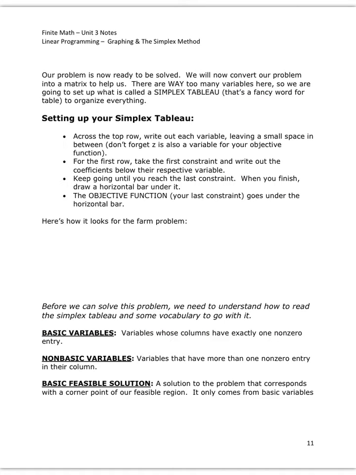Okay, so now our problem is finally ready to be solved, and what we're going to do is convert this into a matrix. There's way too many variables here, so we're going to set up what is called a Simplex Tableau, which is a fancy word for table, and it's going to organize everything. So across the top row, we're going to write out a spot for each variable, but leave a small space in between. So for our Tableau, we have 3 variables, x1, x2, and x3. We have 2 slack variables, s1 and s2. Those come next. And then we have a z.